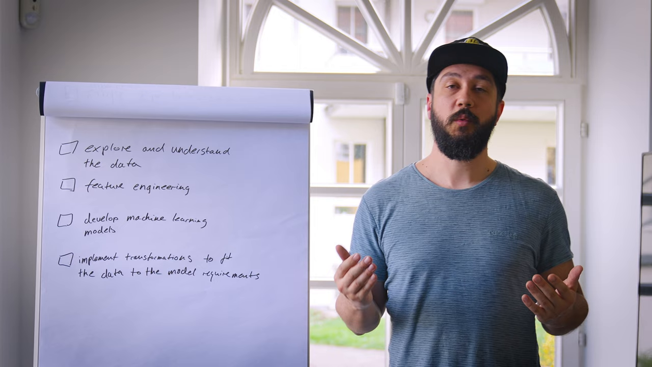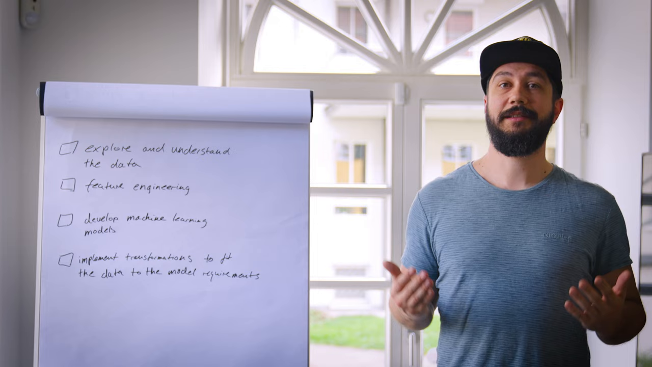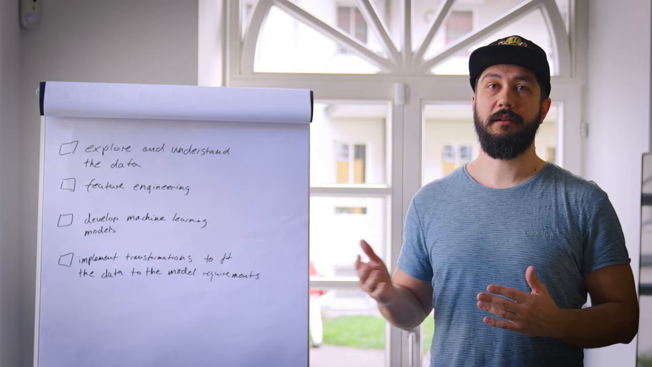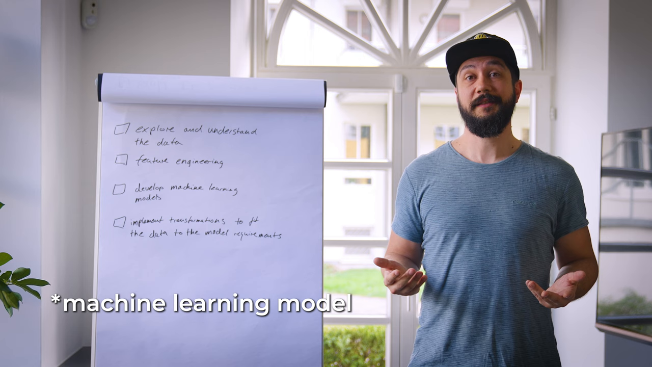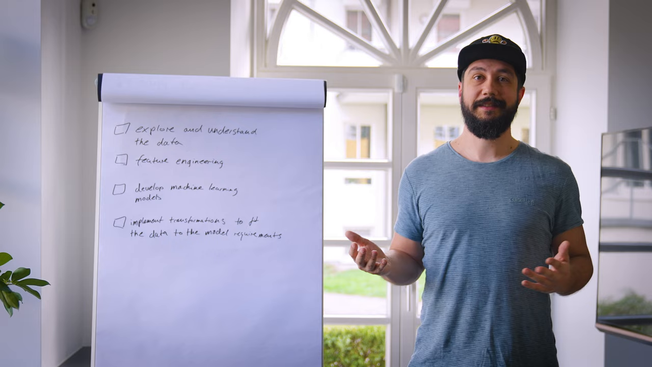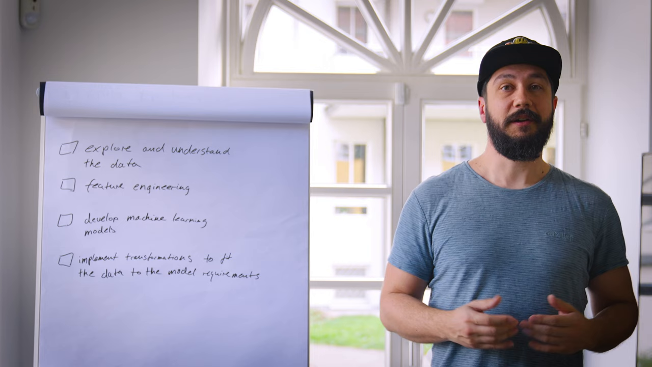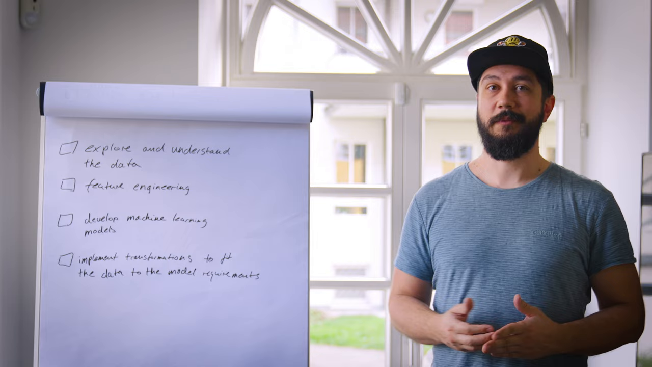A data scientist also implements transformations, because when he gets the raw data, he needs to bring it into the form that the machine learning model requires. But this is usually done with just sample data and not the full data set that is later used in production. So here it's not that focused on scalability and high throughput, but rather usually done in Jupyter notebooks or on the local machine.